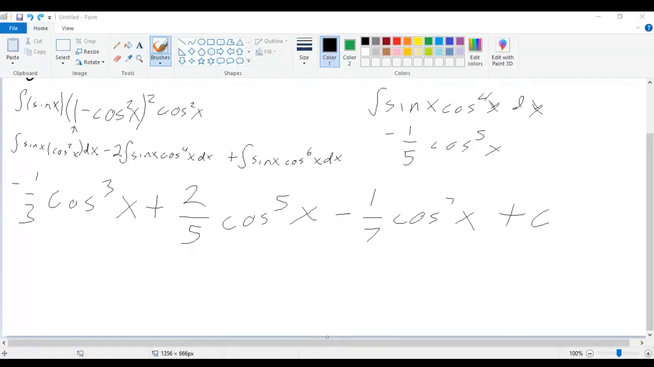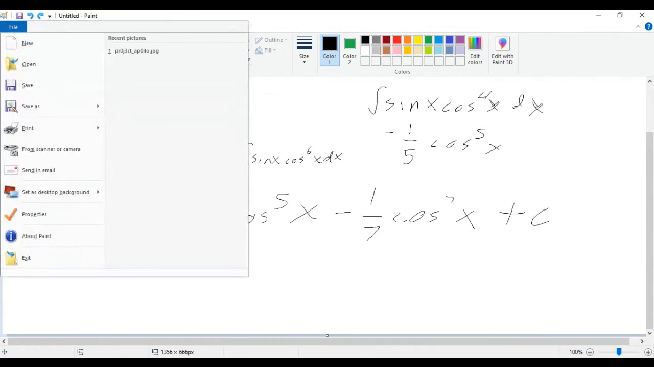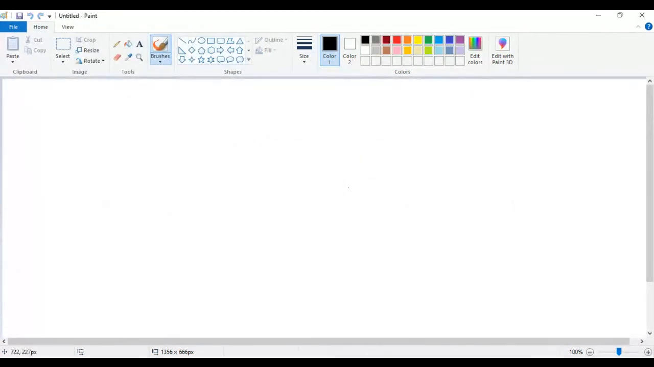And of course, there are several similar trig integrals involving tangent and secant, using the identity that secant squared theta is 1 plus tangent squared theta. Let's actually talk just for a moment about some of these other identities. We have that cosine squared theta is 1 minus sine squared theta.